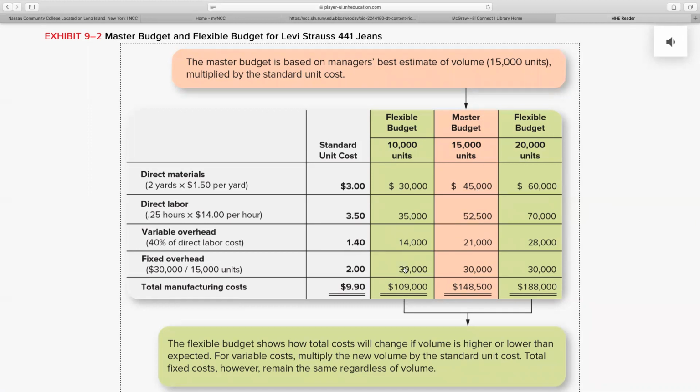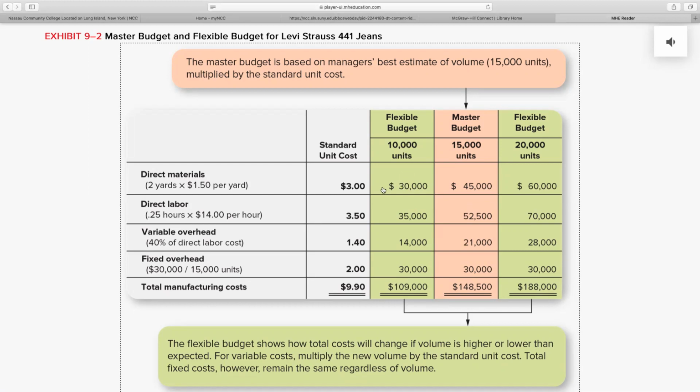Notice though, the fixed cost stays the same. So that's why that $2 is really not that important a number, because that $30,000 stays the same no matter how many pairs of jeans we make. So where do you come up with these numbers? Well, here we multiplied 15,000 times 3, 15,000 times 350, 15,000 times $1.40, right?